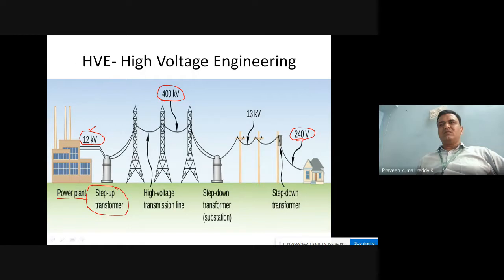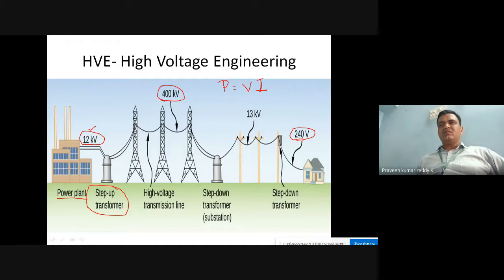The reason behind this is very simple. We know the basic formula for power delivered, from the basic laws of electricity: P is equal to V into I. All of us know this. This is the equation for power, voltage into current. So what does P mean here? P is the power, that is the load.